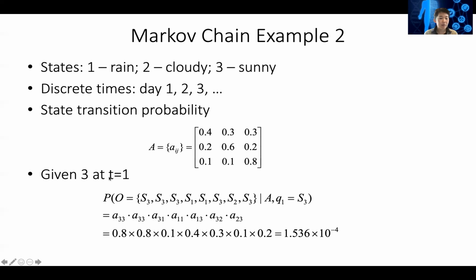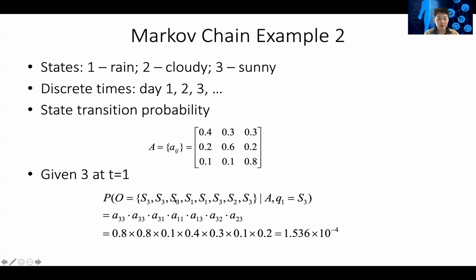We can say that given on day 1 we have a sunny day, what's the probability of observing the following string of events, which is sunny, sunny, sunny, rain, rain, sunny, cloudy, and sunny? Knowing that the first day is a sunny day, we just ask, what is the probability we will have a sunny day again? That's transition A33, it's 0.8. And then from the second day to the third day, again, is transition A33, which is again 0.8.